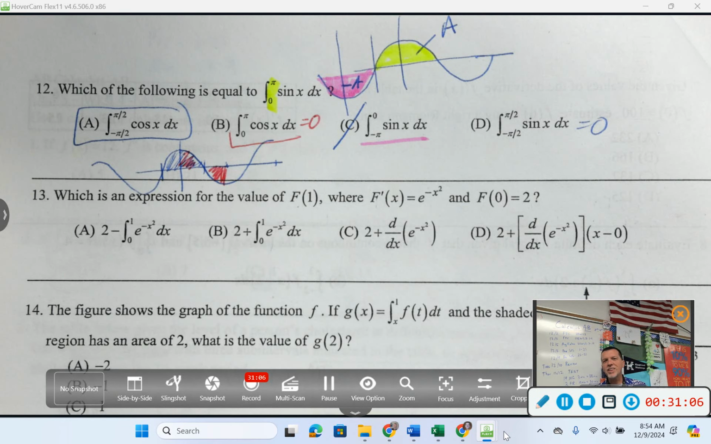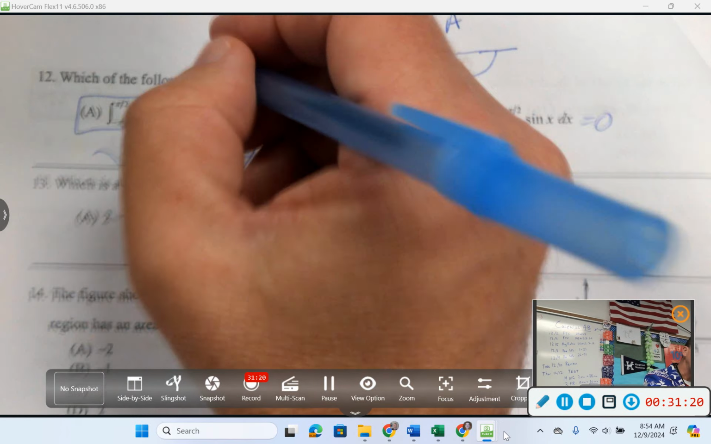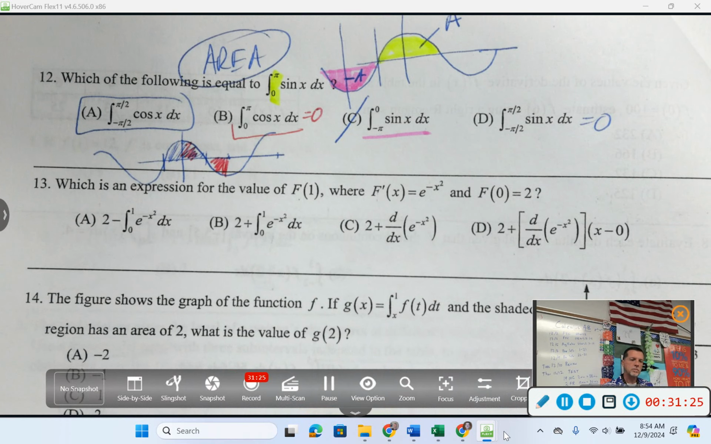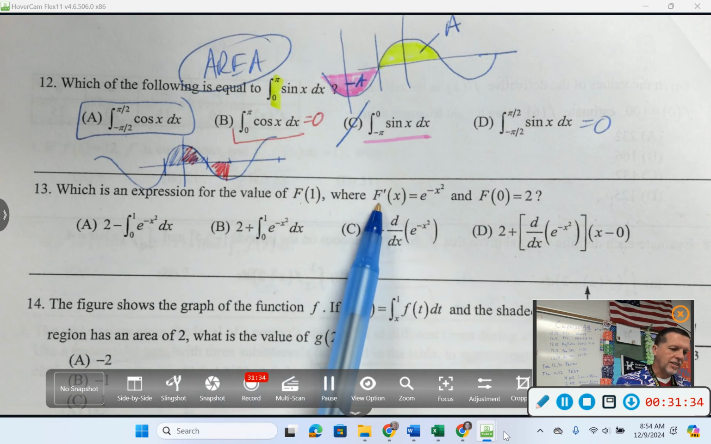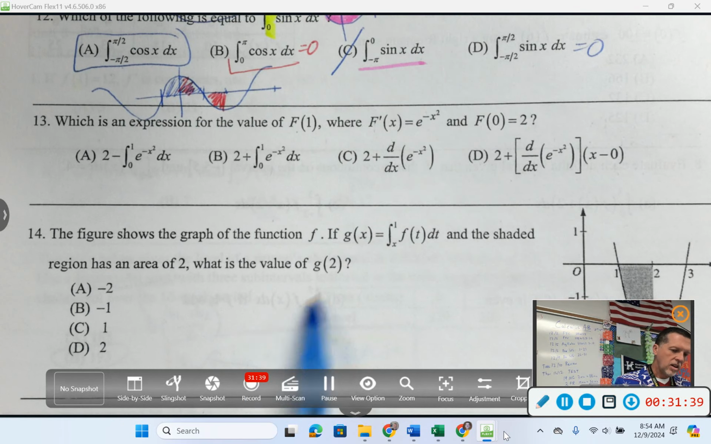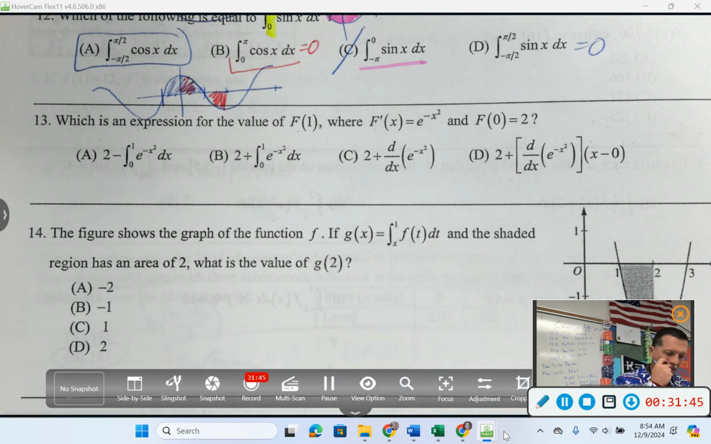So that's a question that I would do area method rather than antiderivative and plug it in, because that would take a while. You could get there, but you'd have to evaluate and plug in all of those things. This is supposed to be an area question to make your life easier. Let's see. 13 looks like antiderivative of f prime gets you back to f. This looks like using area to do an antiderivative.